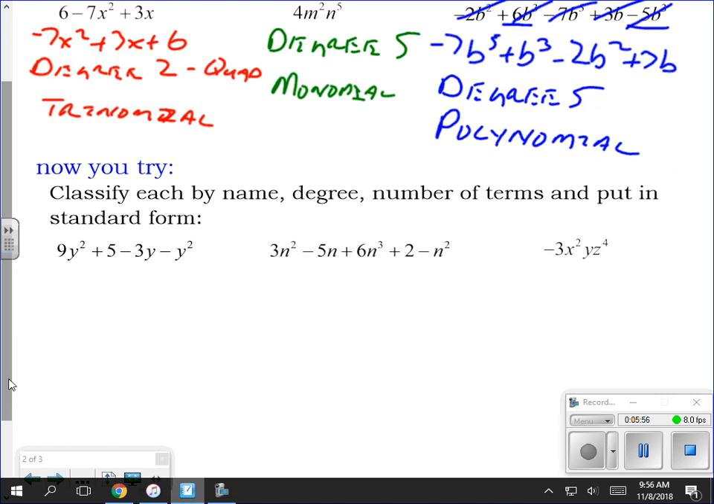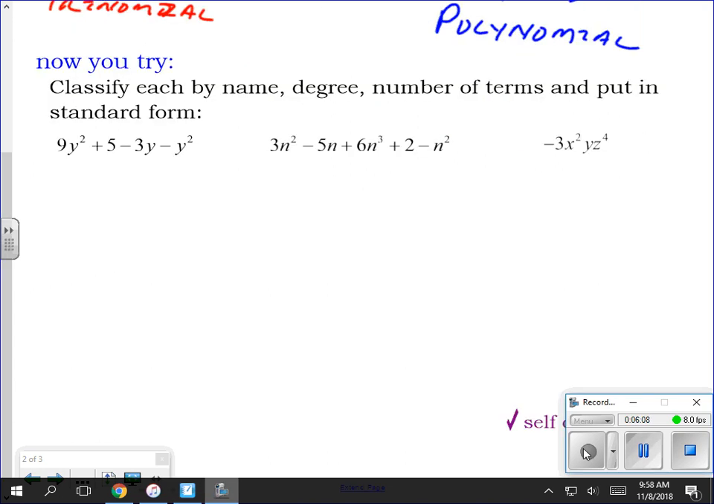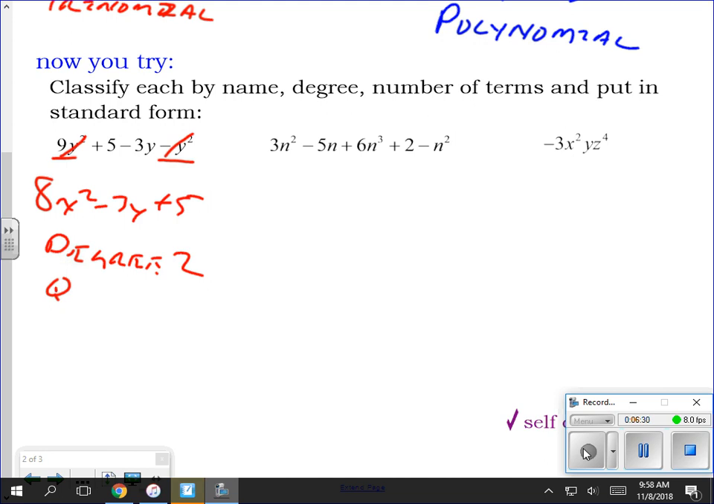Your turn. Put them in standard form, name the degree, and if they have any special names that go with them, do that as well. Okay, so on the first one here, y squared is my largest power. I've got 9 minus 1, so I have 8y squared, and then minus 3y plus 5. This has a degree 2, which makes it a quadratic.